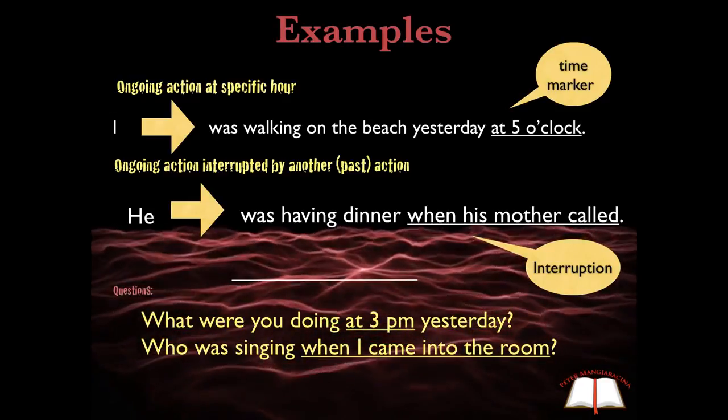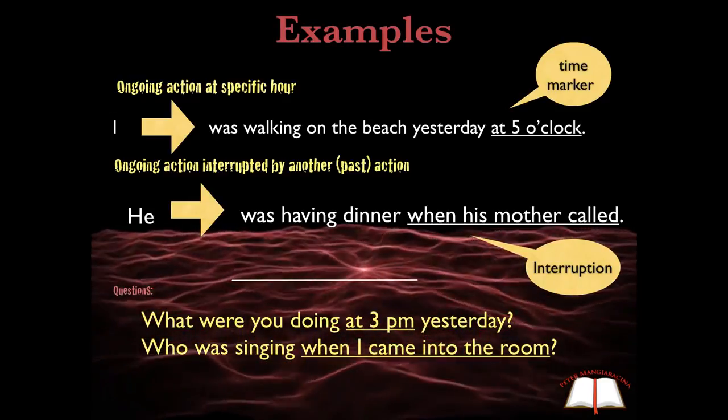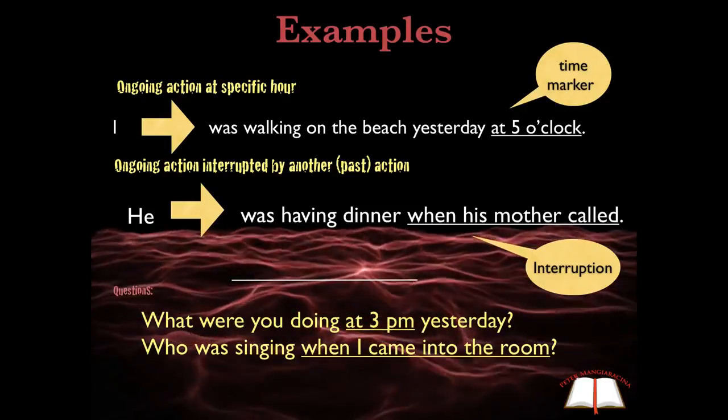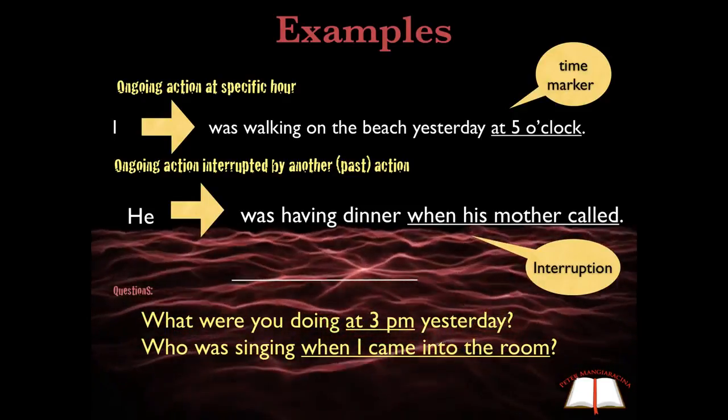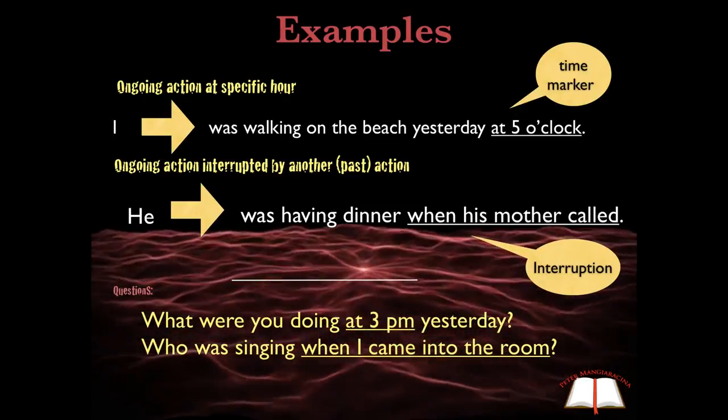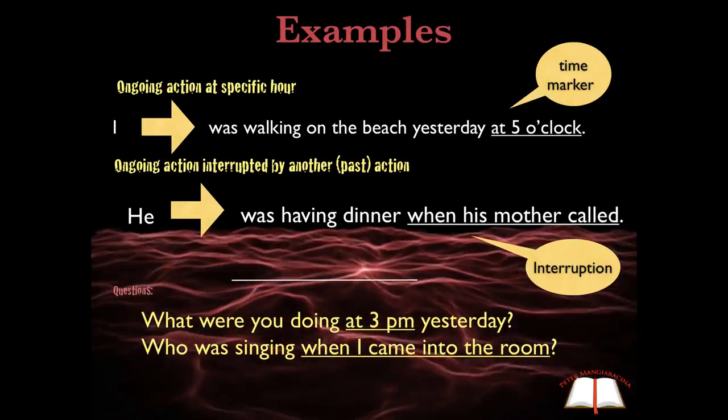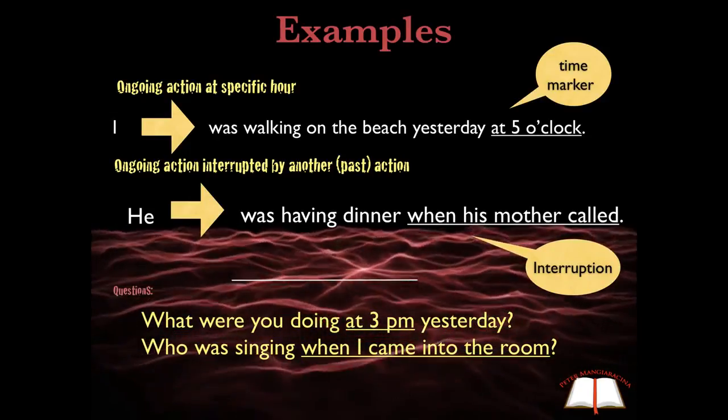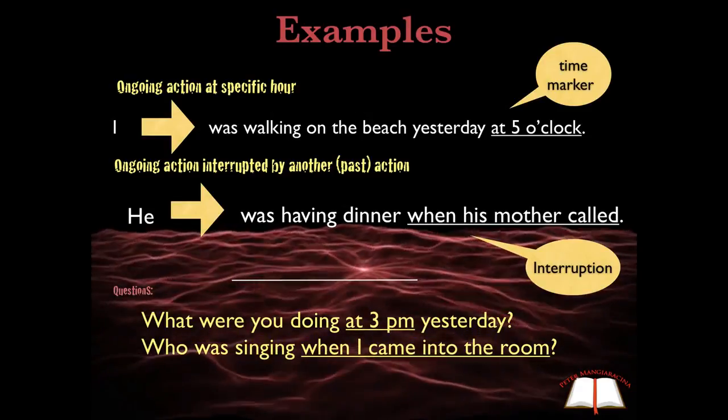Some typical questions. What were you doing at 3 p.m. yesterday? At 3 p.m., time marker for the past progressive. Who was singing when I came into the room? There's an interruption of an ongoing action.